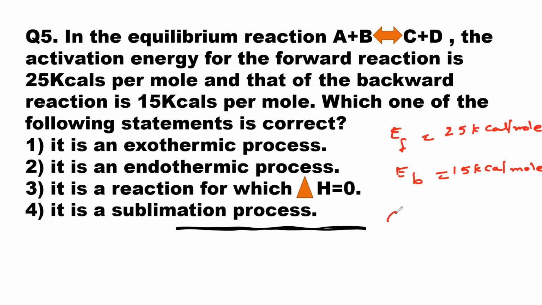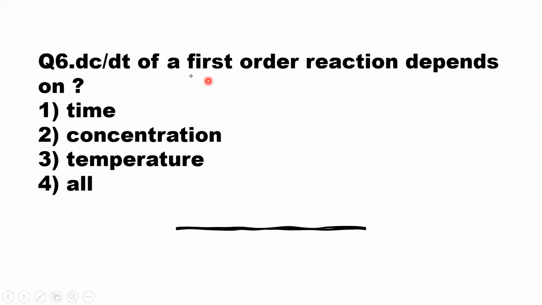Let us take delta H is equal to EF minus EB. EF is 25 and EB is 15, so it is equal to plus 10. Plus 10 means delta H is positive, and delta H positive means it is an endothermic process. So the answer is the second option. I hope it is clear. You will get questions like this, very, very important. All the important modes I have covered.